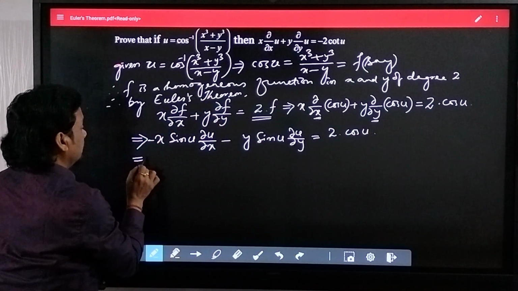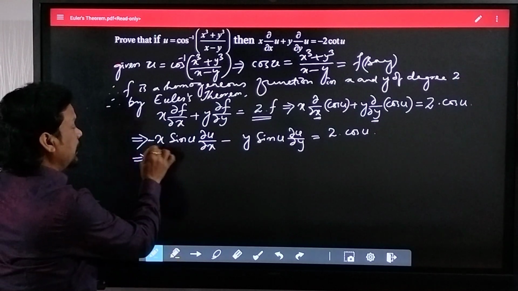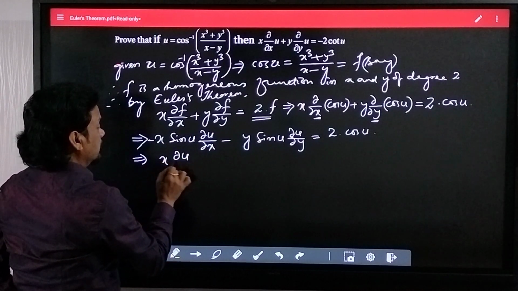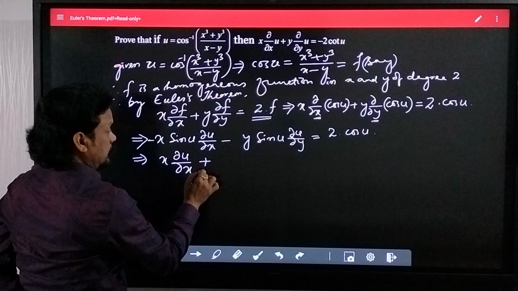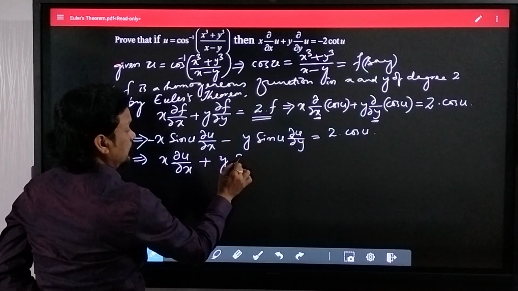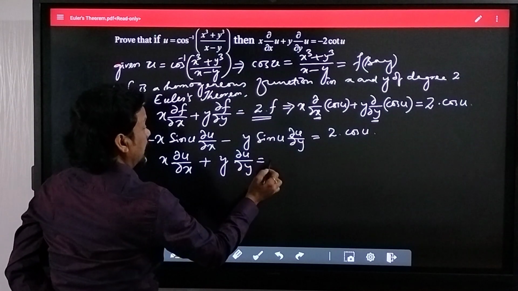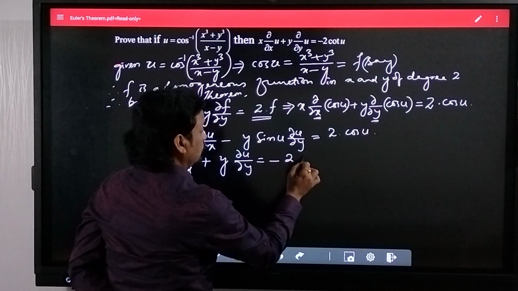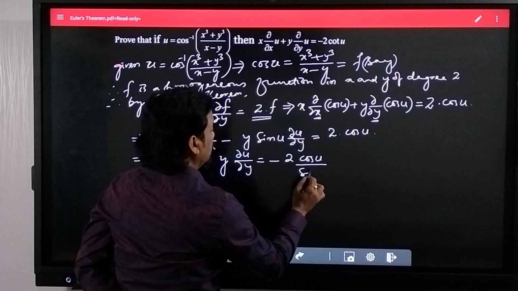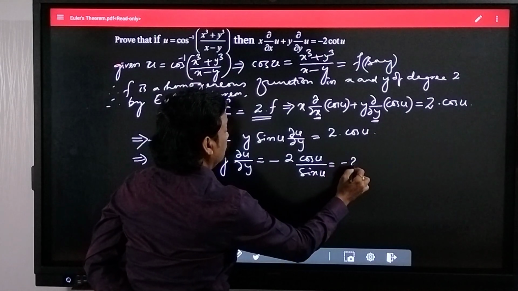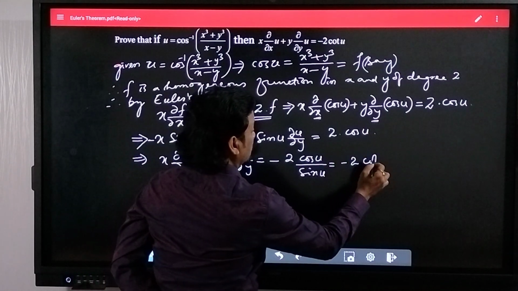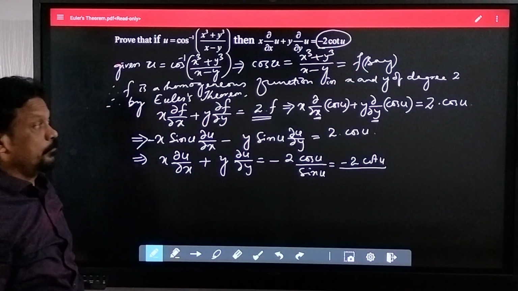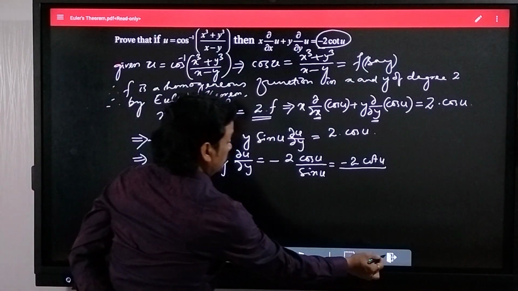So I am dividing minus sin u on both the sides. So this minus will cancel out, sin u will cancel out. x into del u by del x plus y, sin u cancels out, remain del u by del y, is equal to, dividing by minus sin u, minus 2 cos u by sin u. Minus 2 cos u by sin u, it is cot u, so minus 2 cot u. Okay. So let us see another example.